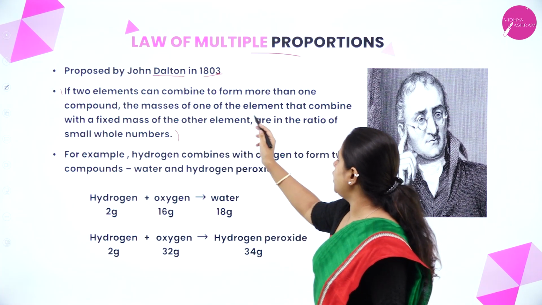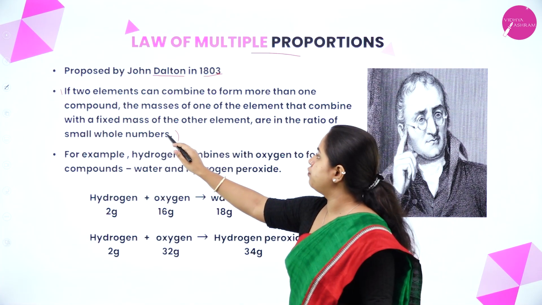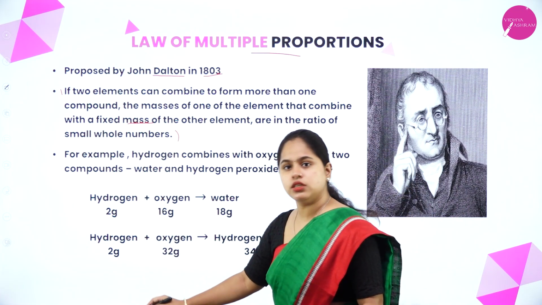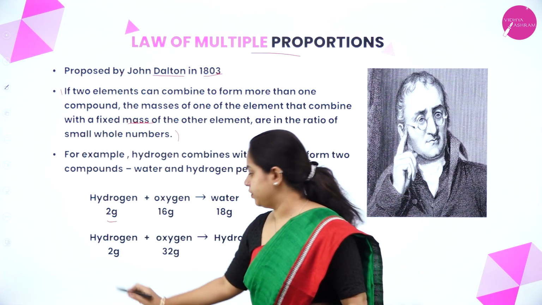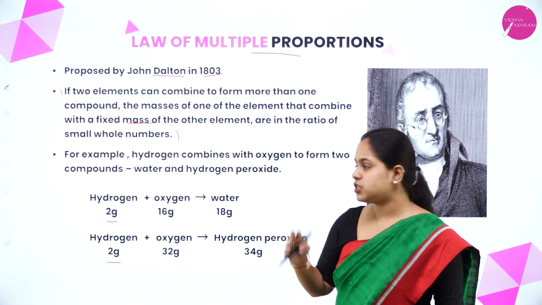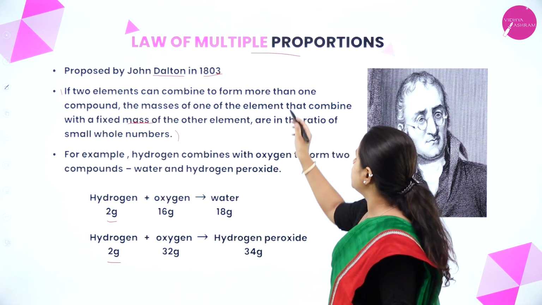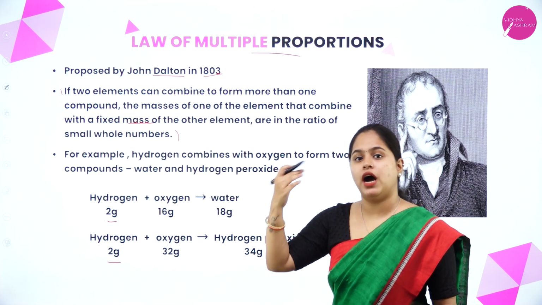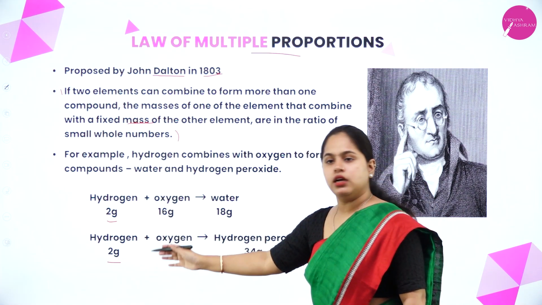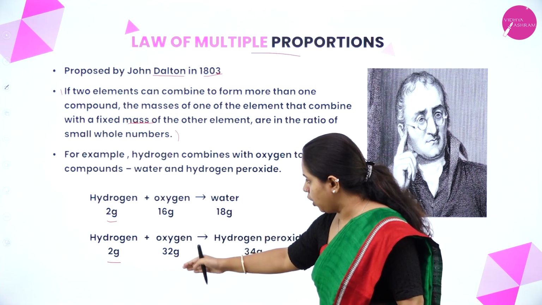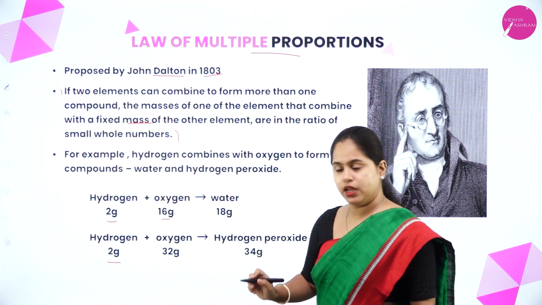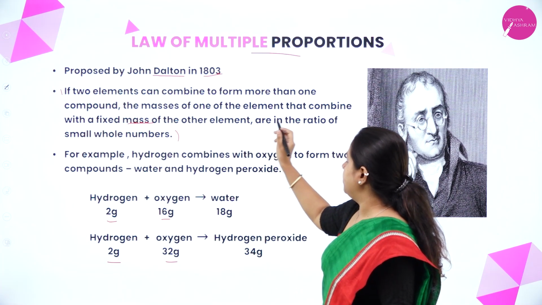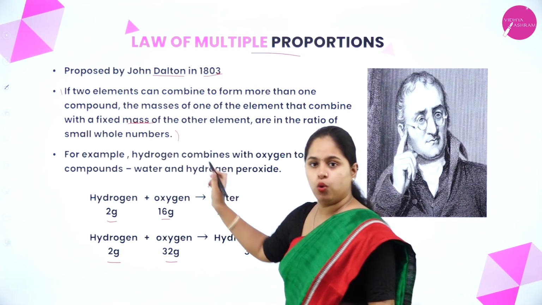Now, the masses of one of the elements that combines with the fixed mass of another element. Yes, so you can see the mass of hydrogen is fixed here. Here also it is 2 gram, here also it is 2 gram. Yes, the mass of hydrogen is fixed here, right? So, the masses of one of the elements that combines with the fixed mass of the other element. So, the mass of the oxygen in here is 16 gram and here it is 32 gram, right? So, there is a difference. So, the other elements are in the ratio of small whole numbers.